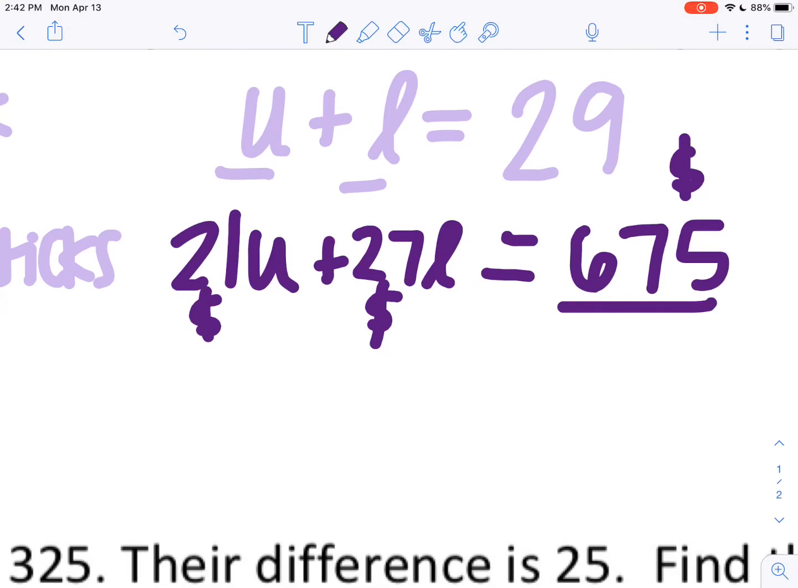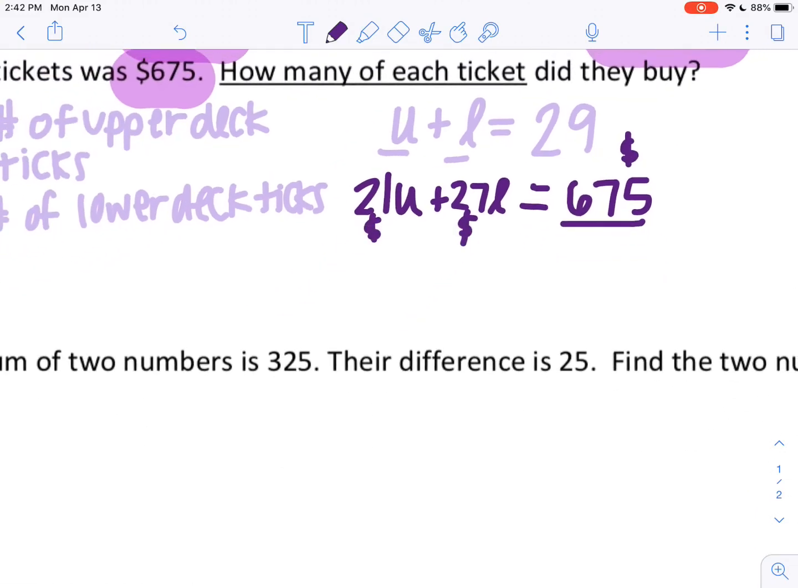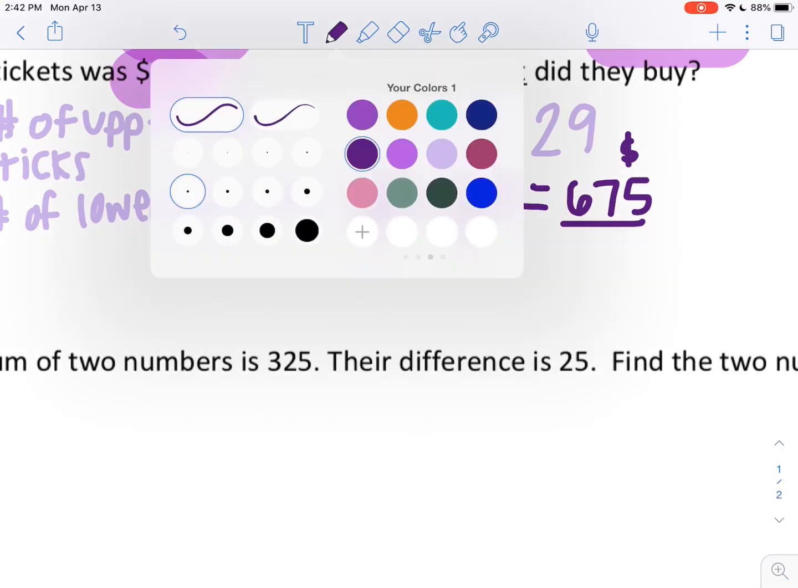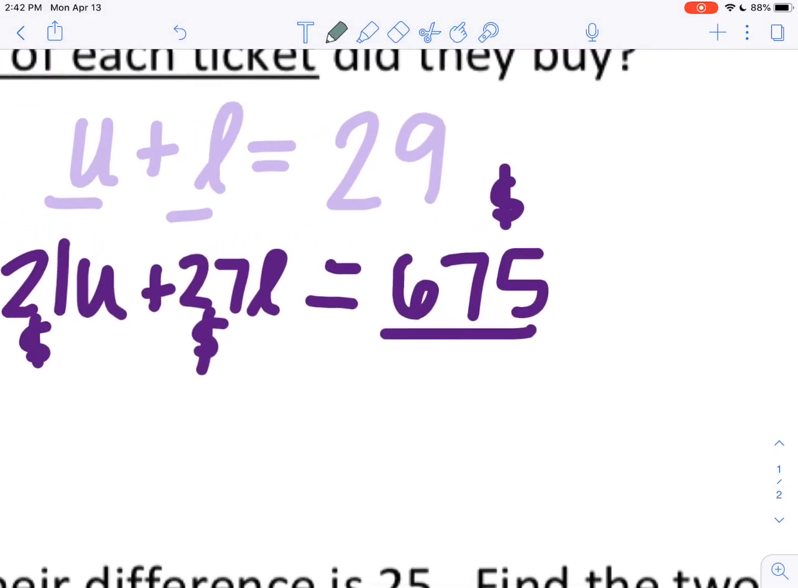So money plus money equals money. Number of tickets plus number of tickets equals the number of tickets. So you got to be consistent when you're making these equations. Now for me, depending on the method, again, you can totally do elimination, but my preference in this one would be substitution, since in the first equation, U and L don't have a number in front of them, so it's pretty easy to rearrange that equation. So I'm going to use substitution. Again, you could do elimination and see if you get the same thing as me.